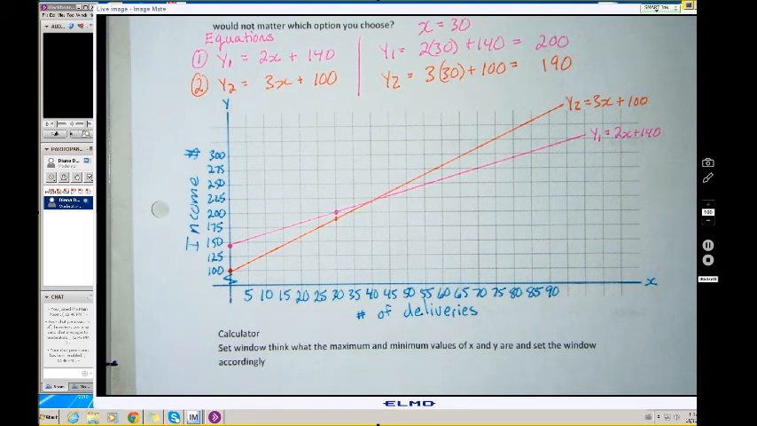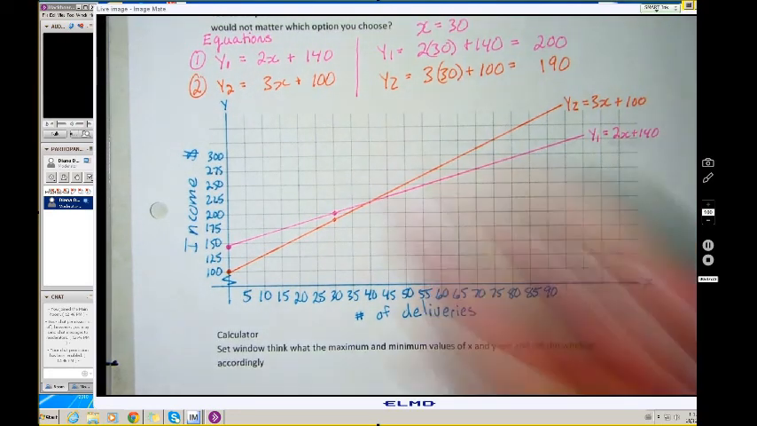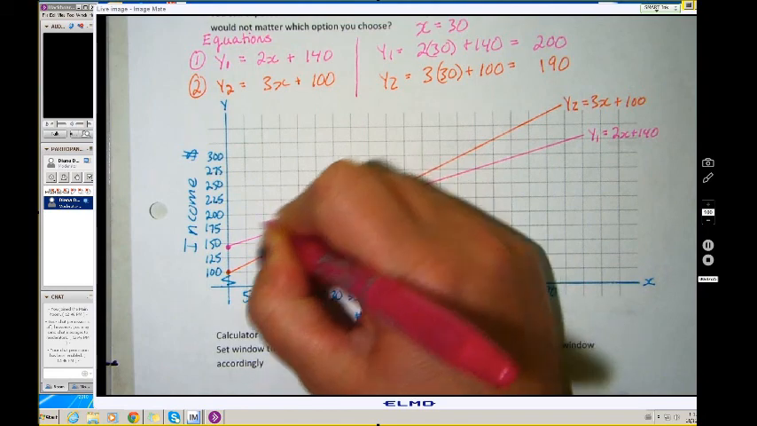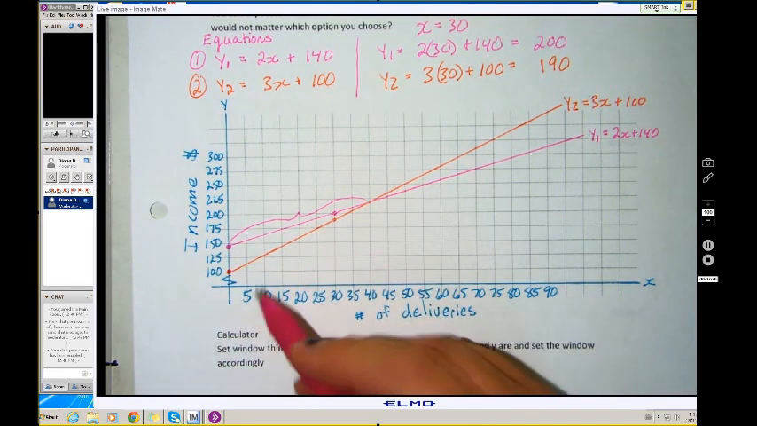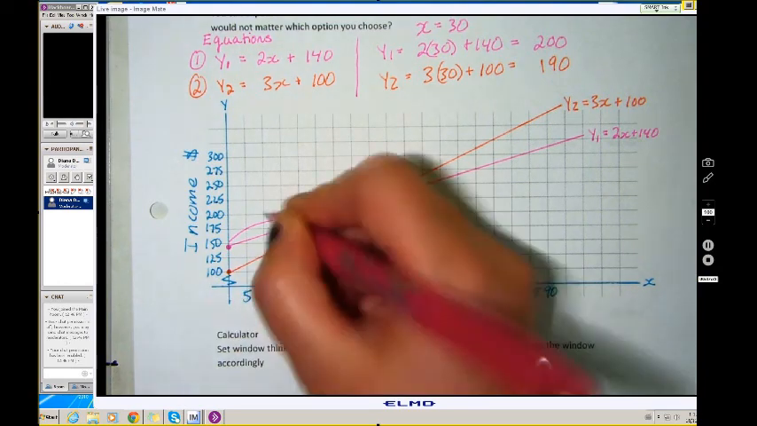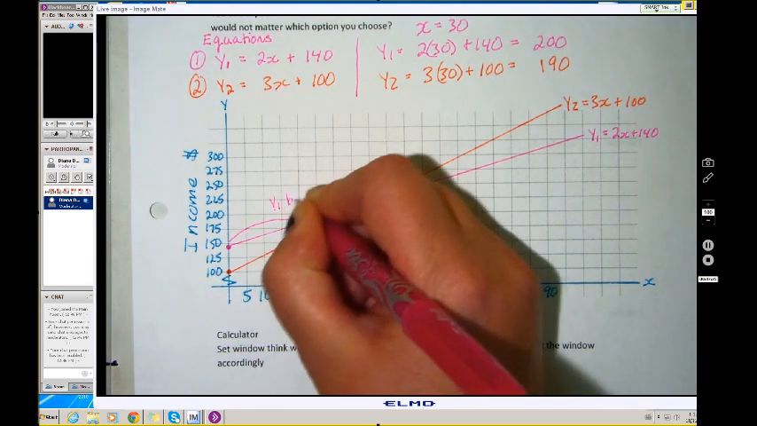So, which job's better? Depends, yeah. How many deliveries you expect? Right. So when is the first option better? From how many deliveries to how many deliveries? Up to 40, yeah. So right here, from here to here, because option 1 is greater than, right, it's above option 2. Option 1 is better. We'll say y1 is better.